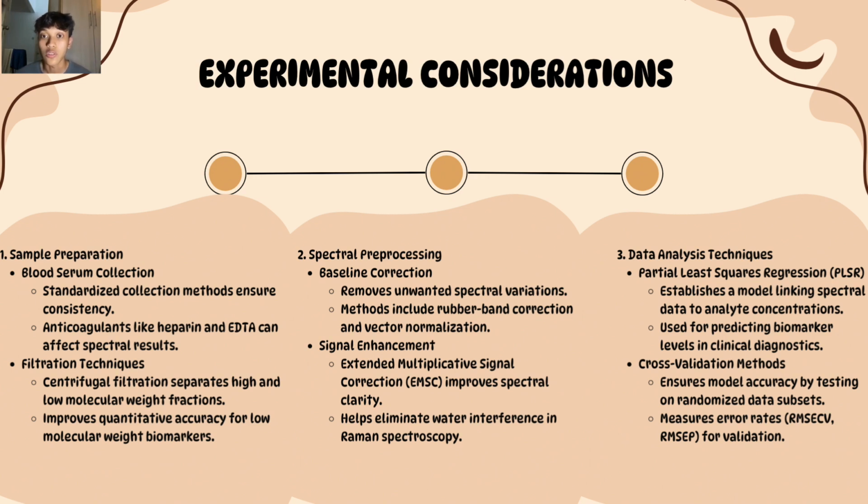The second one is spectral processing, where we need to consider both baseline correction and signal enhancement. For baseline correction, we need to remove unwanted spectral variations, and these methods include rubber band correction and also vector normalization. For signal enhancement, extended multiplicative signal correction, which is EMSC, can improve spectral clarity, and it also helps eliminate water interference in Raman spectroscopy.